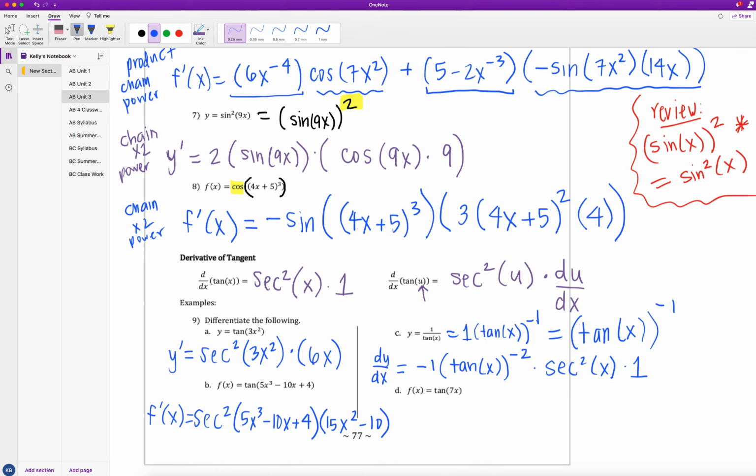And let's look at our last example on page 77. So part D says f of x equals tangent of 7x. Why don't you guys pause the video and find f prime of x on your own first, and then we'll check that together. So to take the derivative of tangent of 7x, I'll chain rule it. Derivative of tangent is secant squared. Keep the inside function the same, so 7x stays the same, times the derivative of that inside function is going to be 7, since I have a power rule there.